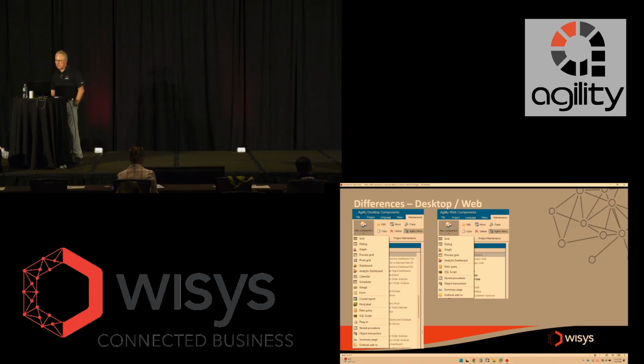At the top, you can see I can create a grid, a dialogue, a graph, a process grid, and then analytics on the right. And then on the other side, there's a pivot table grid. Well, I love pivot tables, but they don't have them in Agility on the web. So he was frustrated about that.